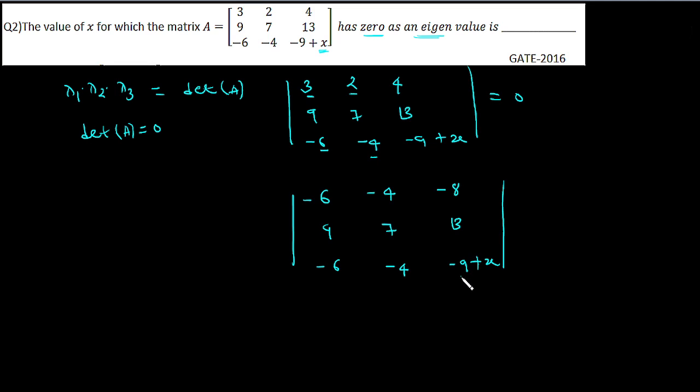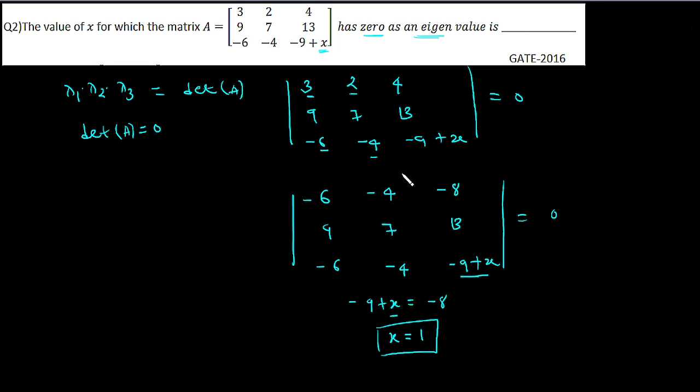If this entry will also be minus 8, then row 1 and row 3 are identical, and we get the determinant equal to 0. So let's compare this third element with minus 8. So we can say that if this third element is minus 8, then the determinant of this whole matrix is 0. So here we can easily find the value of x, which is simply 1.